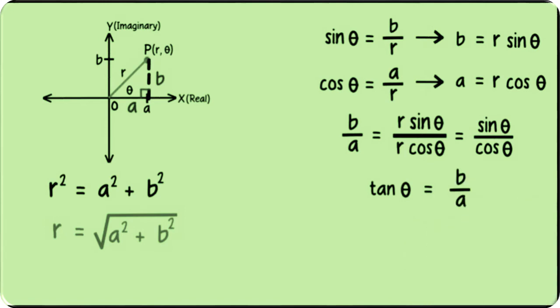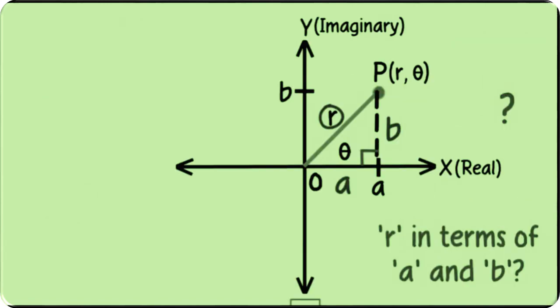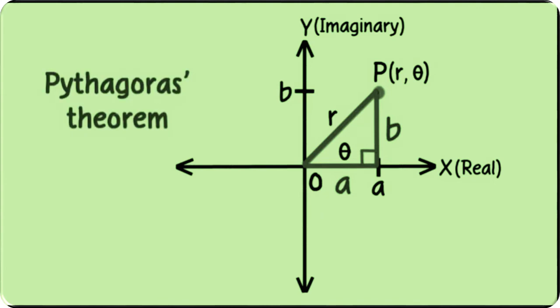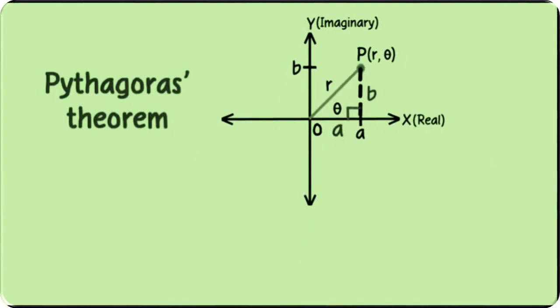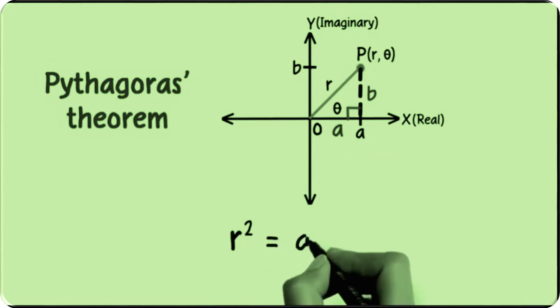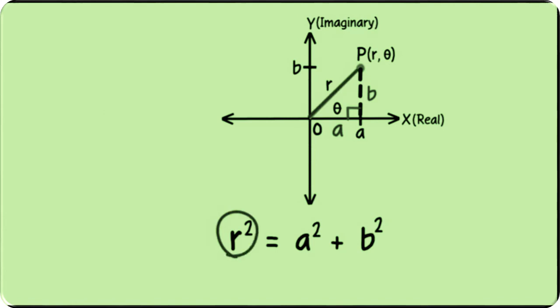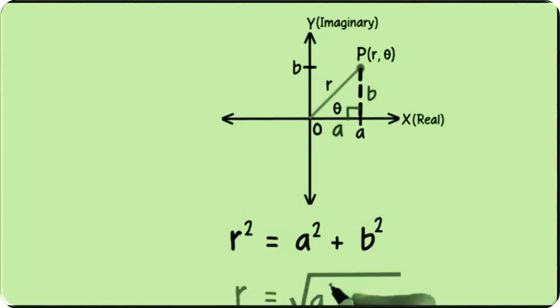tan theta will equal B over A. You should be able to answer this. As this is a right triangle, we can use the Pythagoras Theorem to find our R. R square will equal A square plus B square. The square of the hypotenuse is equal to the sum of the squares of the other two sides. Taking the square root on both sides, we get the value of R as the root of A square plus B square.